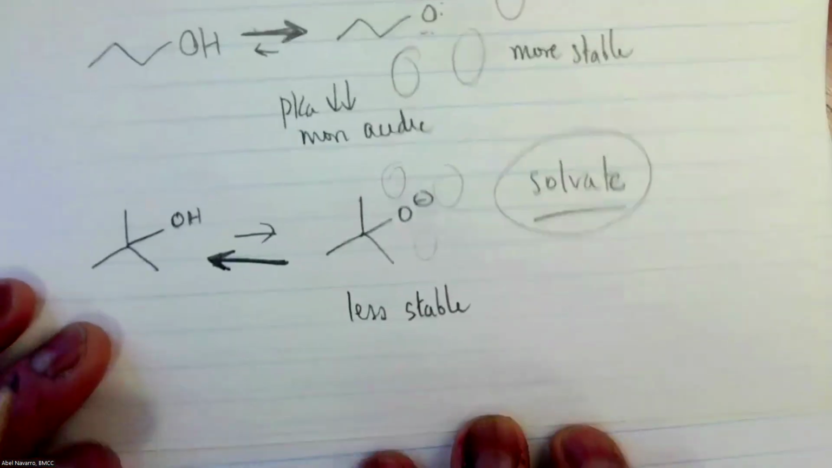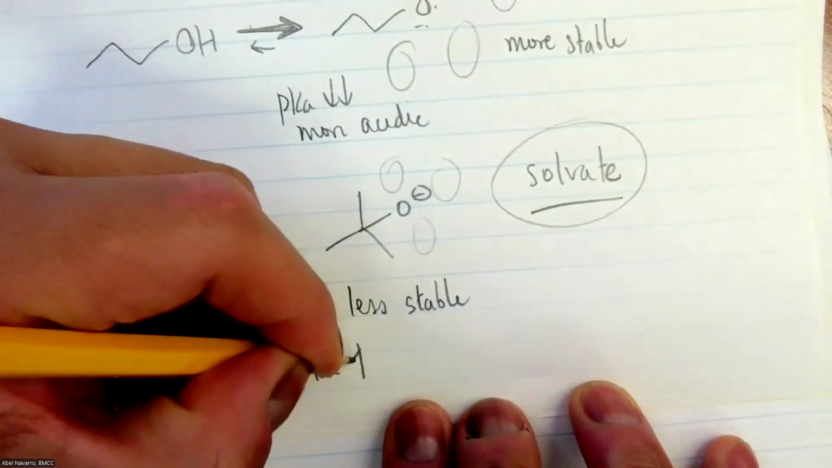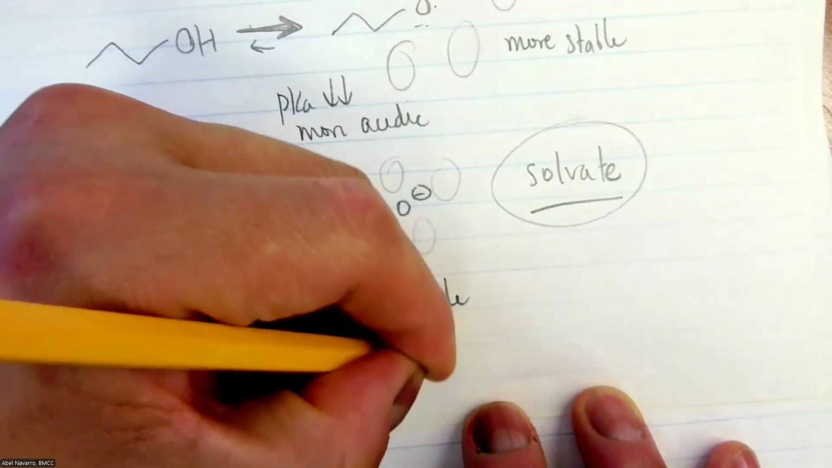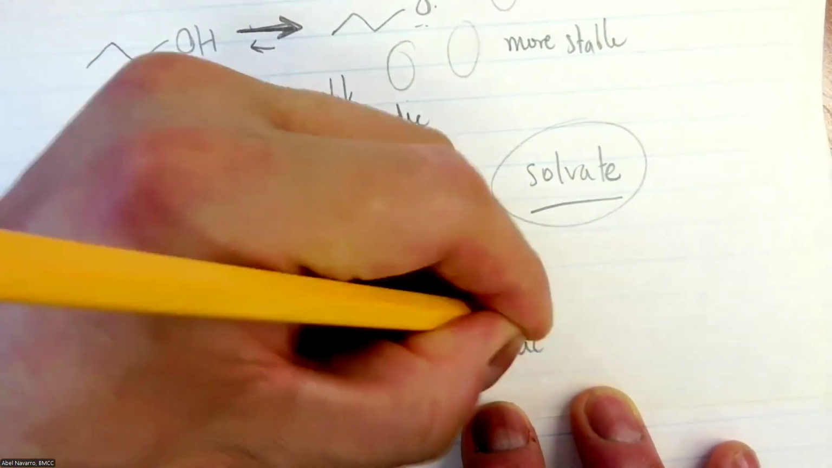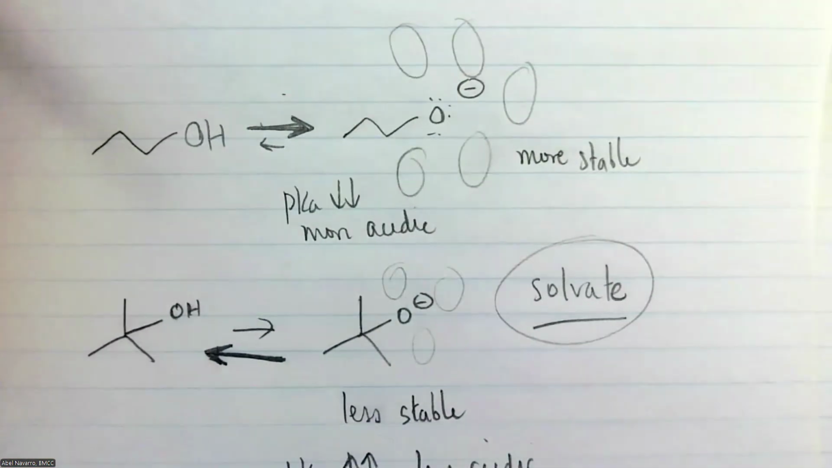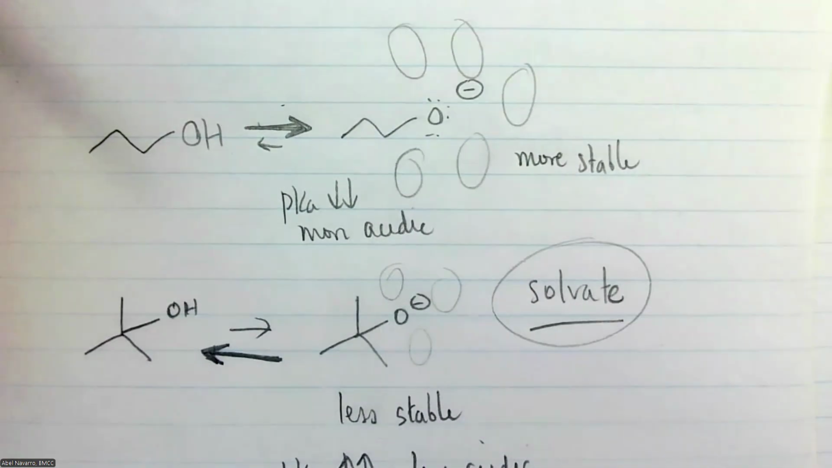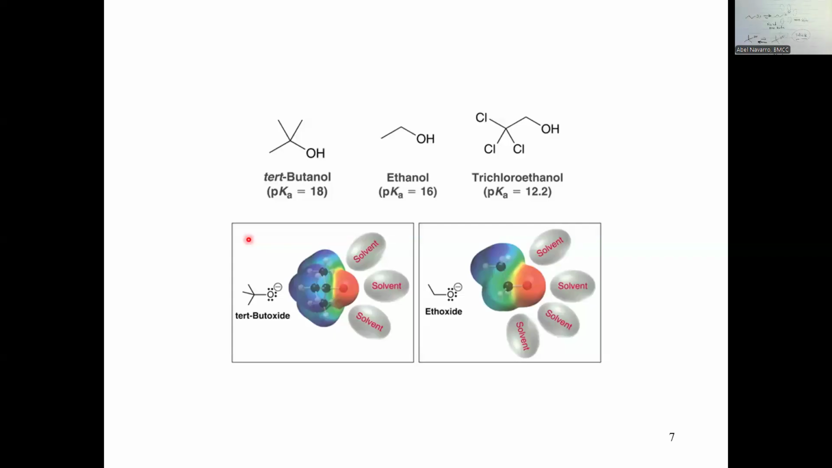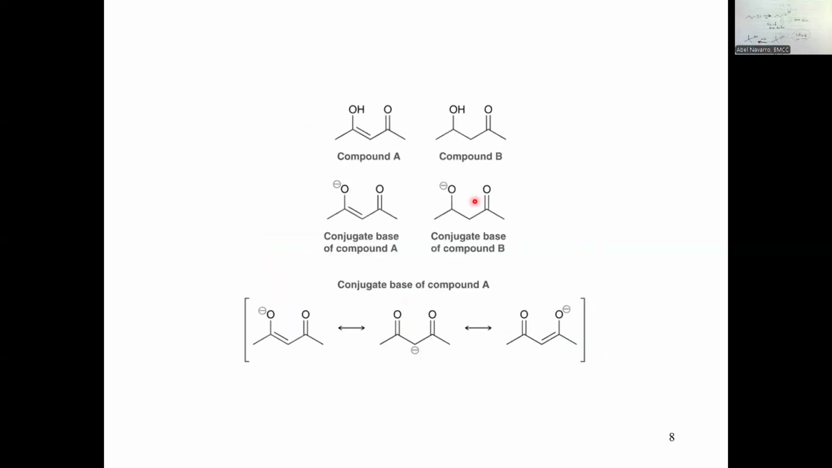If this is less stable, the pKa will go up, making it less acidic. Okay? That's the explanation of why tertiary alcohols, or yeah, it doesn't have to be tertiary, but any bulky ones, right? Because sometimes you can have a secondary alcohol that has 2 rings, let's say. Of course they're going to be less stable, right? They're going to be bulky. Okay, let's keep going.